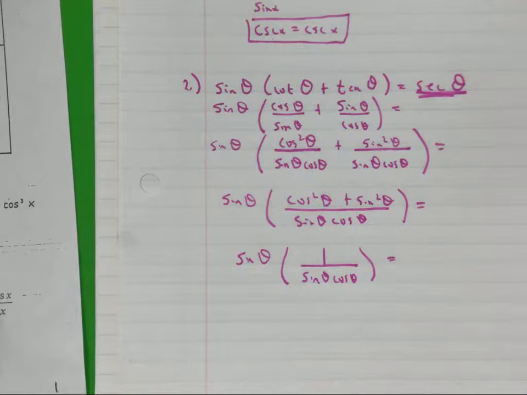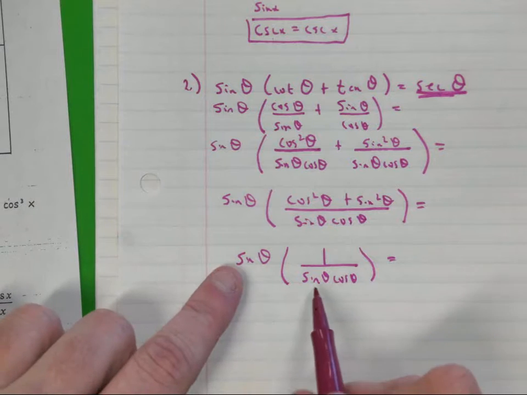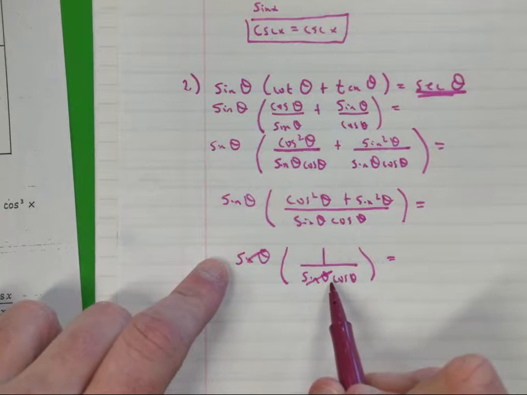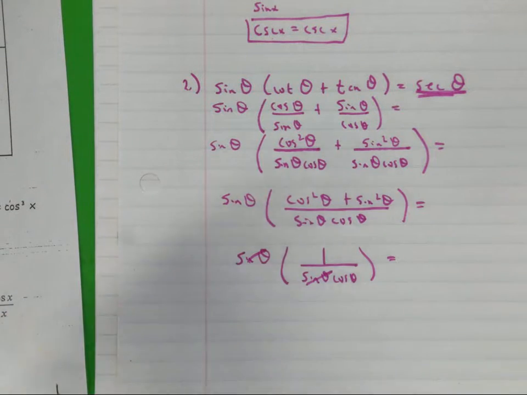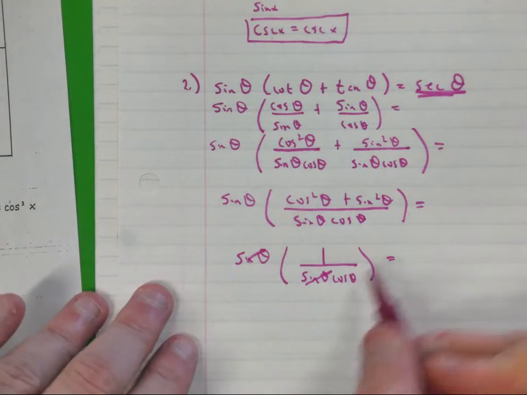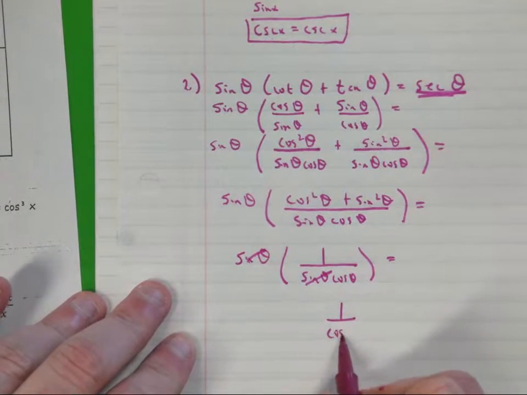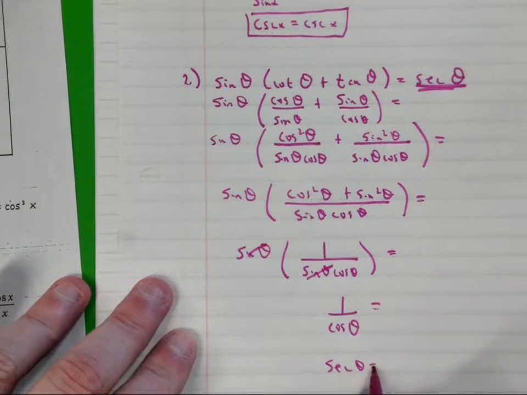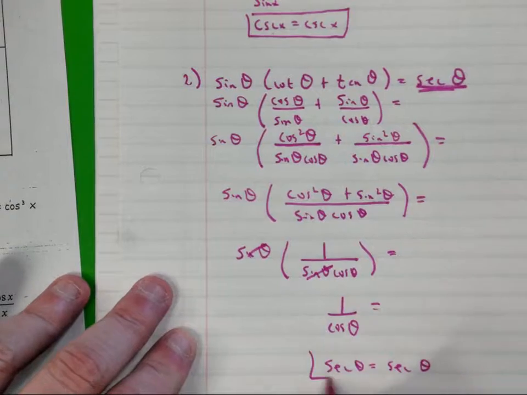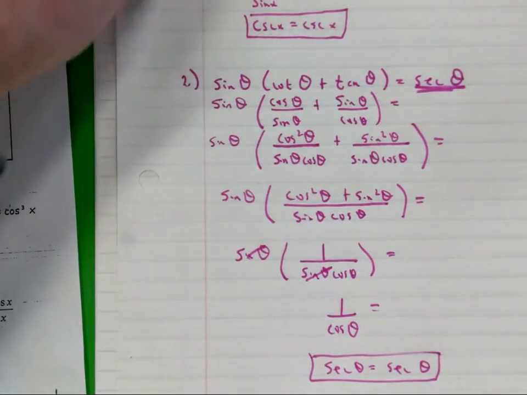What do you think we need to do next? What is it? Yes, thank you, Matthew. Matthew, why can I cancel here? Because if there was a plus in between sine and cosine, could I do that? No, but because it's multiplication, you can. I can cancel that. I'm left with 1 over cosine of theta. Is that equal to secant theta? Don't you love these problems? It's like a little mystery.